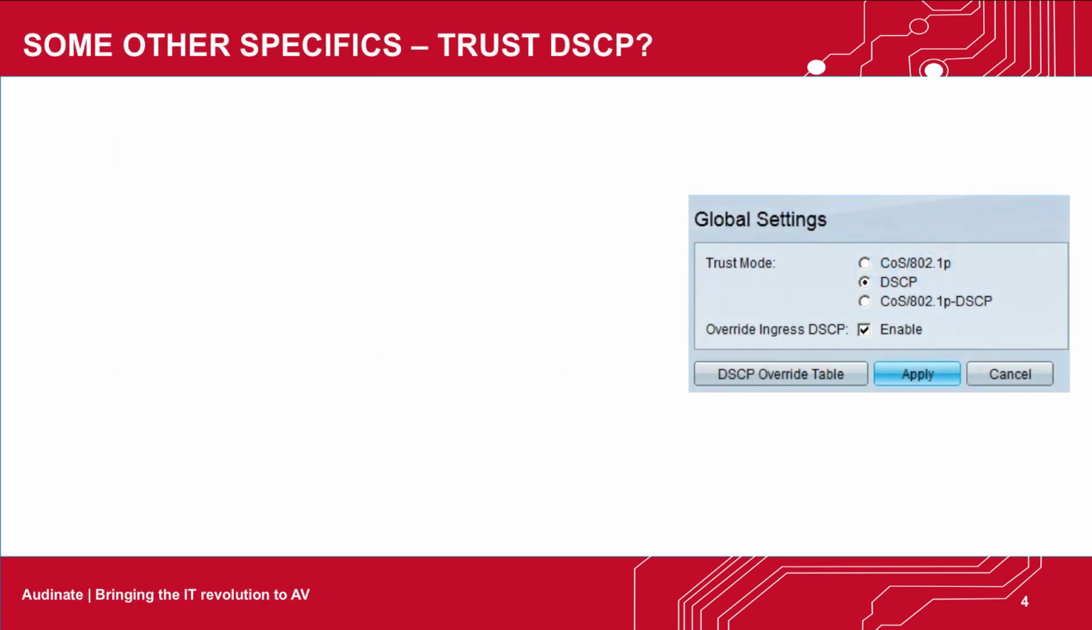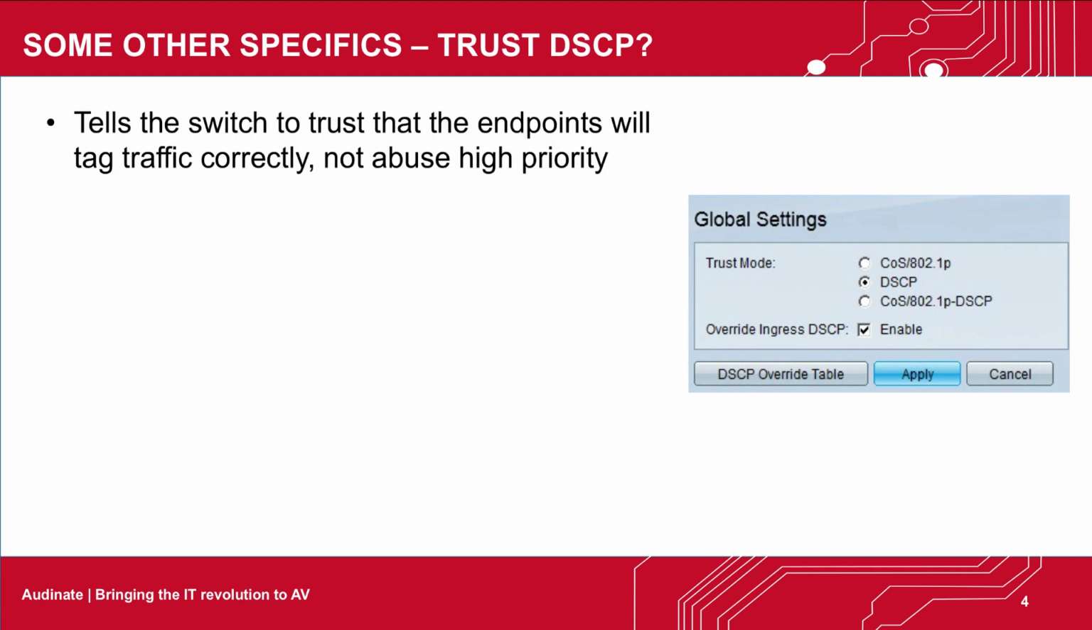Now, this brings us to the question, what does trust DSCP mean? Suppose someone plugs something into the network that advertises traffic pretending to be something else. It can potentially tell the network that it's high priority even though it isn't. In order to safeguard against this, most switches are set by default to not trust the diffserv code points or DSCP that the endpoints put on the packets.